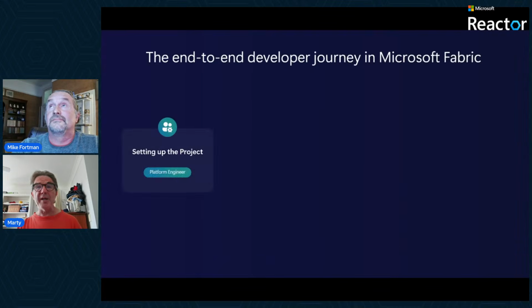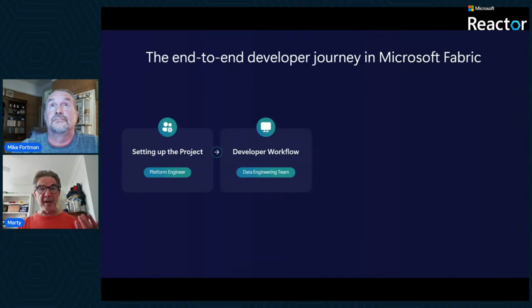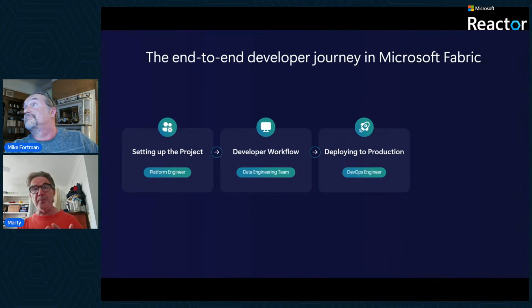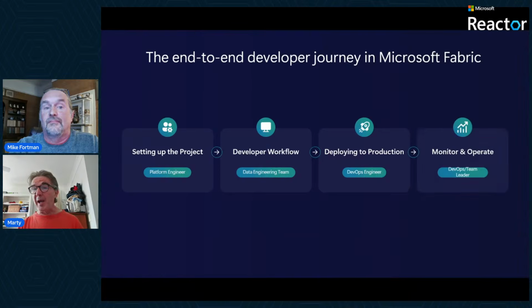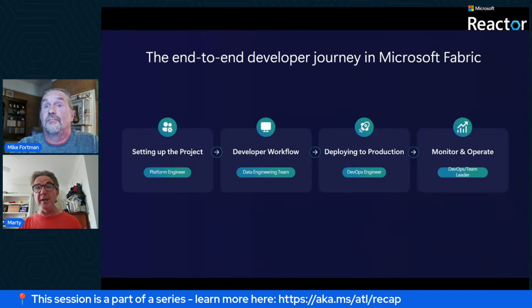So the end-to-end journey in Microsoft Fabric is about setting up your project, about developing. Obviously, there's an iterative cycle here. You need to set things up initially, but then you need to develop piece by piece and push your work through the various environments, from development to testing to UAT to production. Some people might have more environments, some people might have less, but at the end of the day, you're probably going to have at least development and production. And then lastly, we're going to monitor and operate as things go to BAU.